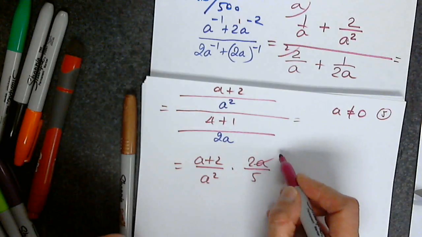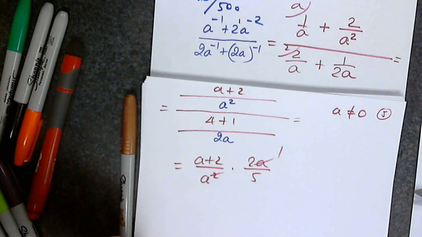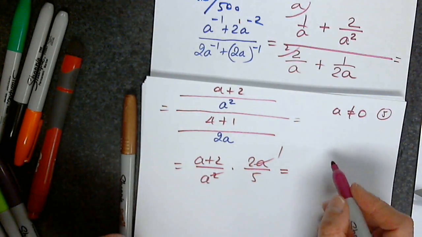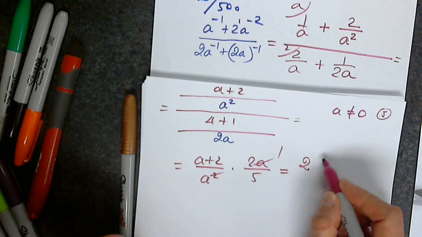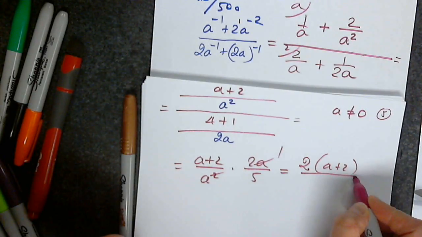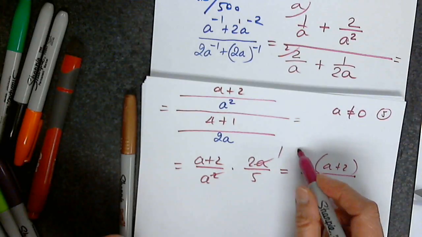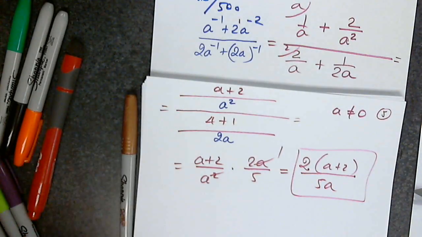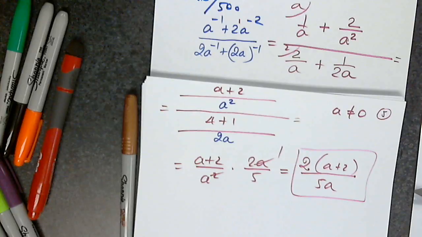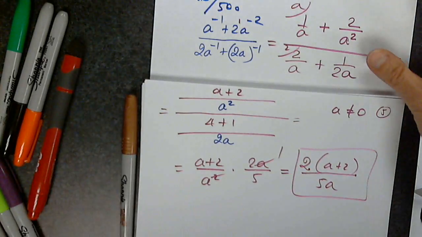So the only thing I can get rid of is one of these two a's. One from the top and one from the bottom. So I have 2 in front times a plus 2. There is no need to multiply, divided by 5a. And this is good enough. Perfect? Yep. Okay. Very good.